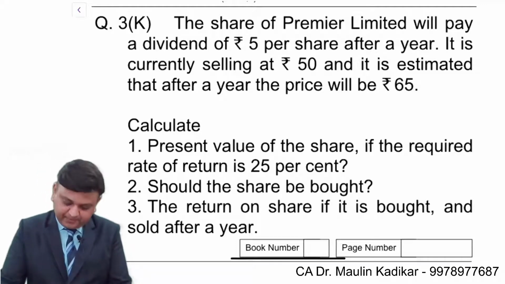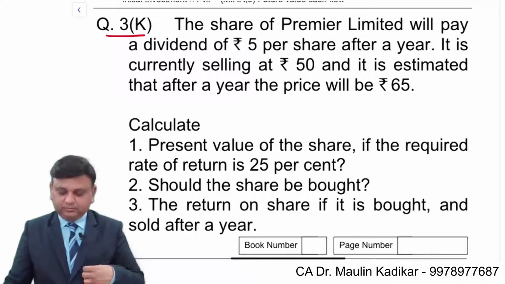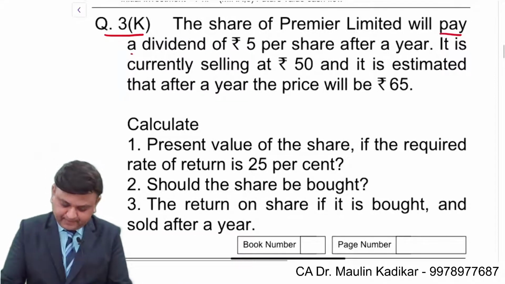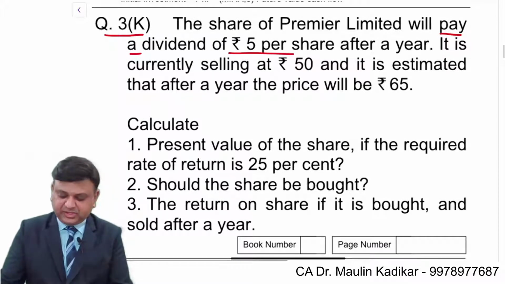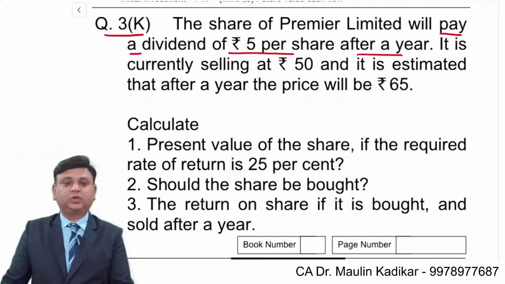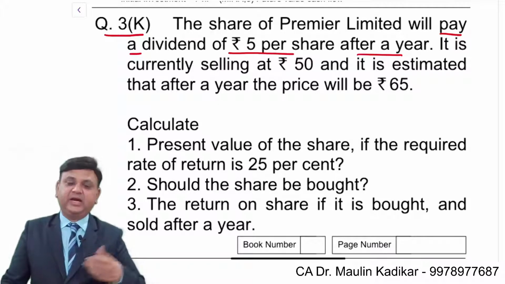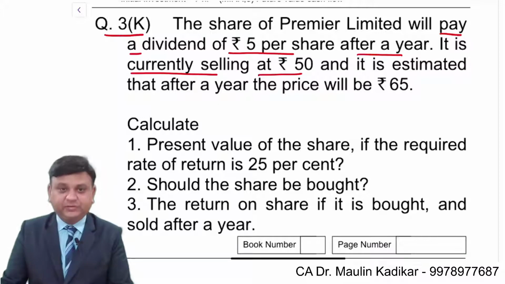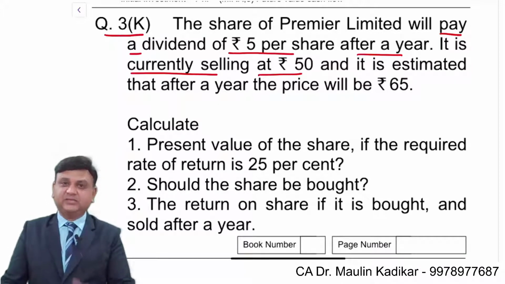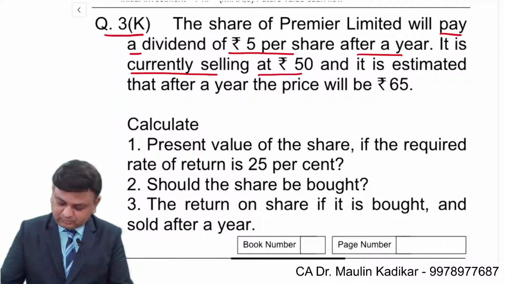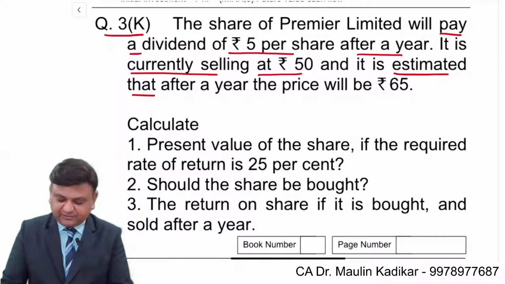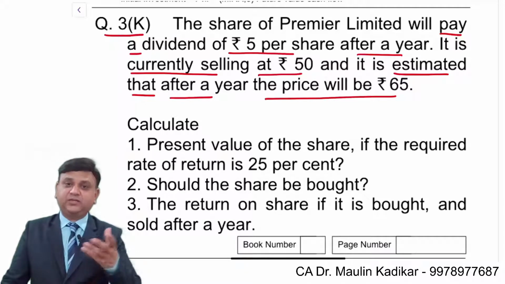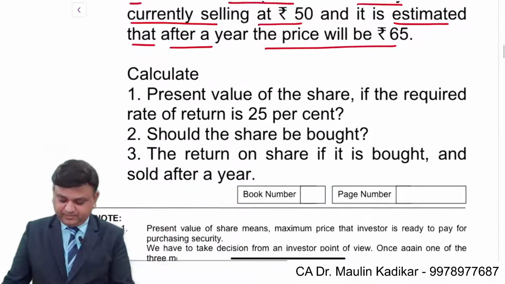Question number 3K. The share price of Premier Limited: it will pay a dividend of rupees 5 per share after a year. So the amount of dividend is rupees 5 after 1 year. It is currently selling at the rate of 50. So the price is given as 50 rupees. It is estimated that after a year the price will be rupees 65. So the price at the end of the first year is given as 65.